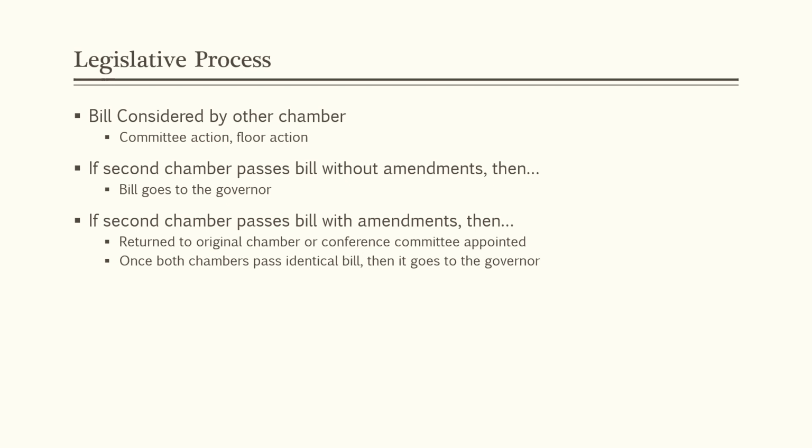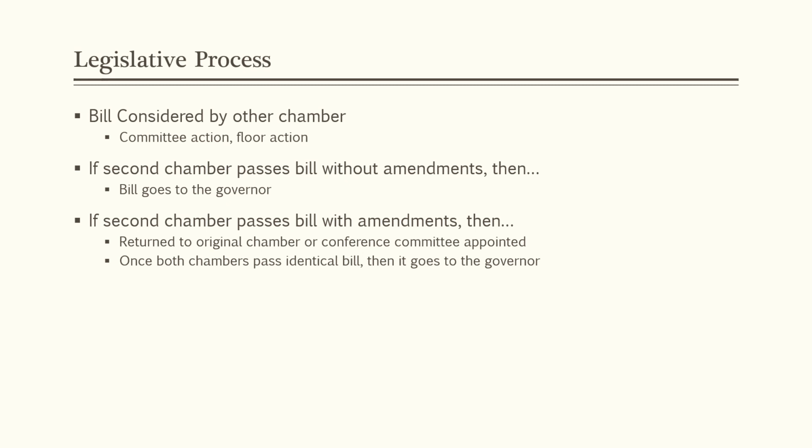So once that second chamber gets a hold of the bill, it's going to be different legislators dealing with that bill in their own committee. They're going to have different ideas about what the best piece of legislation is going to look like. So they're going to probably make some changes to that bill. So in that case, then we have one chamber that passes one version of a bill and the second chamber passing a different version of the bill. So what can happen then?